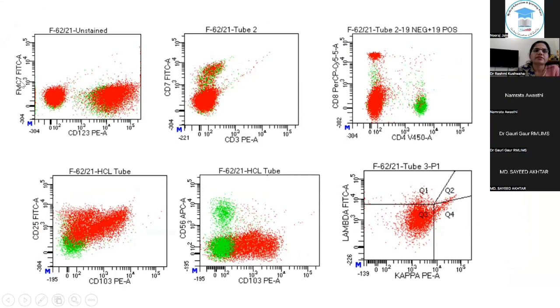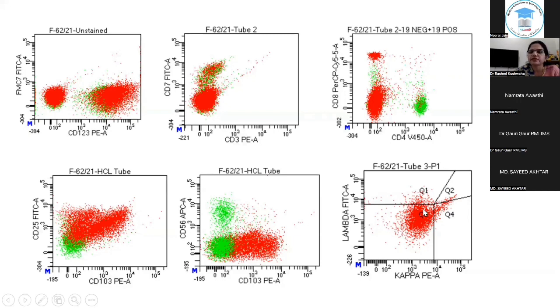So we checked the presence of FMC7. There is no FMC7 expression. CD123 is brightly expressed in these cells. There is absence of T cell markers CD7, CD3, CD4, and CD8. There is expression of CD25 and CD103. So we are seeing the expression of CD25, CD103, CD123, and CD56 is absent.